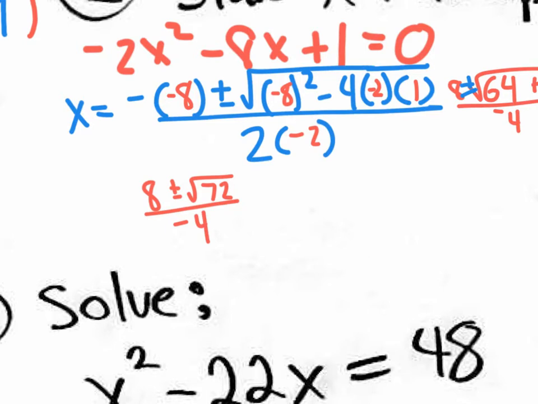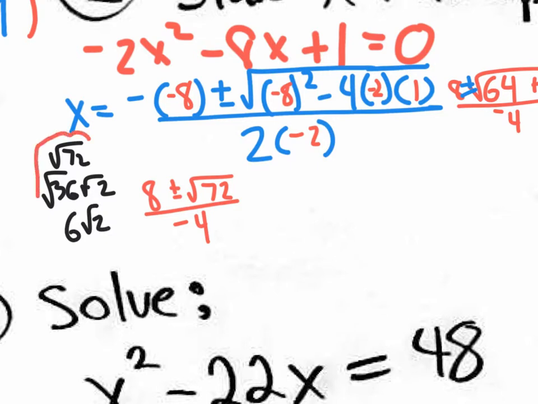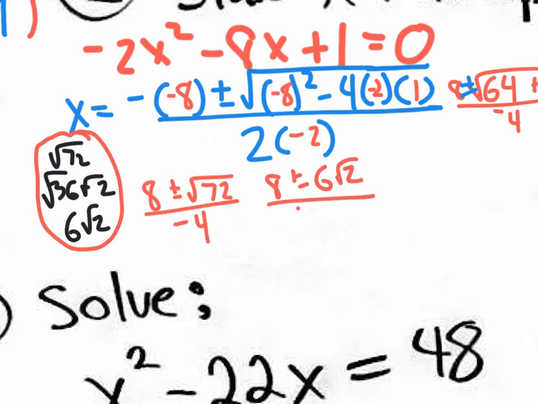And what you want to do is break it down with the highest perfect square number possible. So some of us are thinking 9 times 8, right? But a better one is 36 times 2. Let me show my work to the side right here. If I take the square root of 72 and break it down to 36 times 2, and I split the root, I'll get 6 square root of 2. So what I want to do is replace square root of 72 with 6 square root of 2. So I'll have 8 plus minus 6 square root of 2 over negative 4.